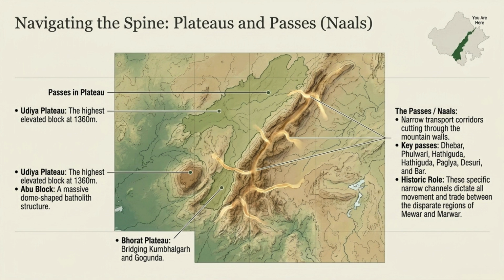The highest elevated block is the Hadoti Plateau at 1,360 meters, sitting near the Abu Block, which is a massive dome-shaped batholith structure. Further along, the Bhorat Plateau forms a strategic high bridge between Kumbhalgarh and Gogunda. The Nals, or narrow transport corridors, cut directly through these imposing mountain walls.